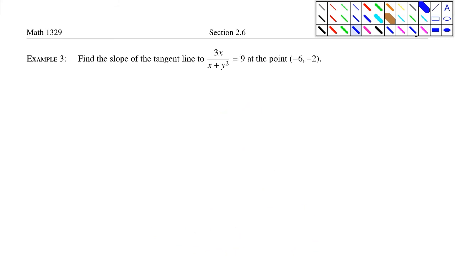Example 3. Find the slope of the tangent line to 3x over (x plus y squared) equals 9 at the point negative 6, negative 2. So the first thing we need to do is take the derivative of this equation. And to do that, we need to use the quotient rule.